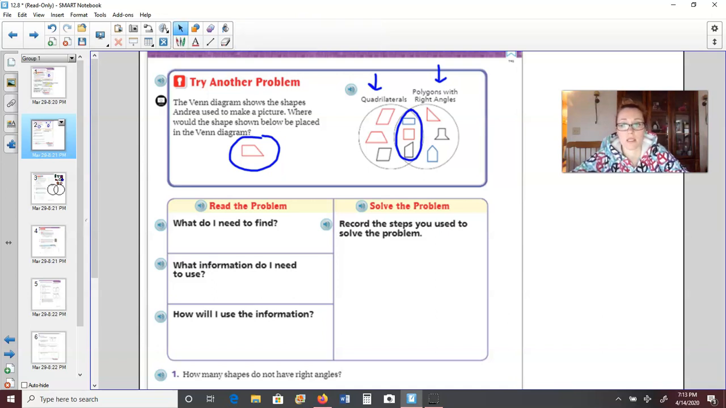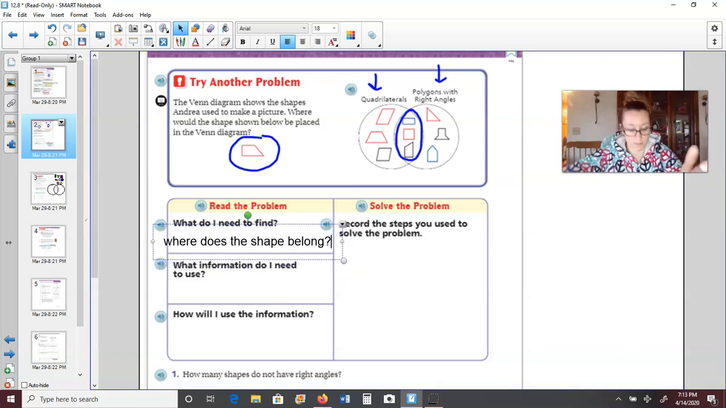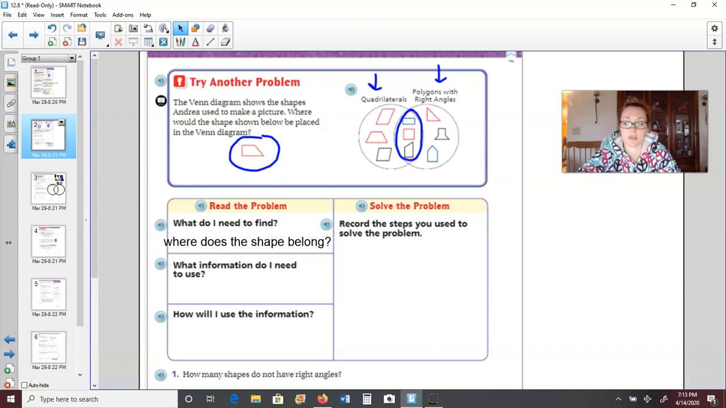So what do I need to find? Where does the shape belong? That's what we're trying to figure out. Where does that shape go? What information do I need to use? Okay, we need to use the Venn diagram because we need to look at the information on the Venn diagram in order to understand where to place that shape. How will I use the information?